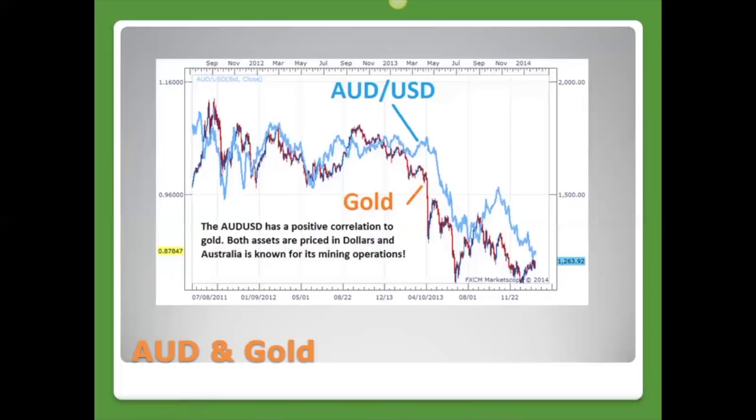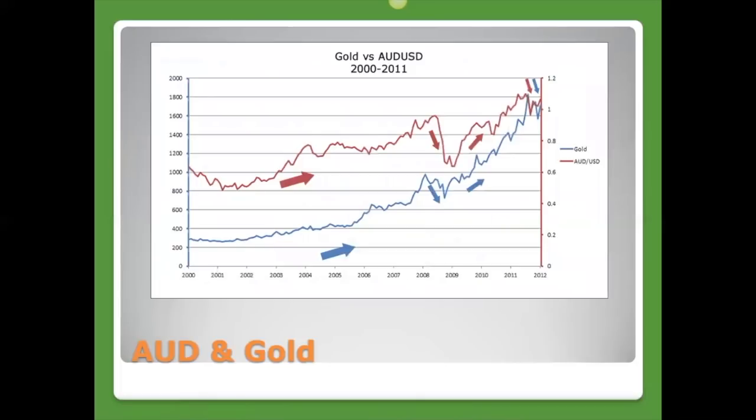So it's important to pay attention to these correlations because there are opportunities that we can take advantage of based on these interrelationships. And here's another chart that shows, from 2000 to 2011, the relationship between gold and Australian dollar. We see that as gold goes up, Aussie dollar goes up as well. So they are positively correlated, and hence it's important for us to pay attention to both of those when we are looking to trade either one of them.